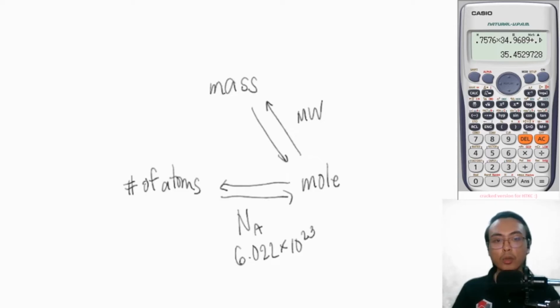Now, there is no direct conversion from mass to number of atoms. If you want to convert from mass to number of atoms, what we need to do is to first convert mass to mole and then convert mole to number of atoms. So it's a 2-step process. Okay? So do not forget this chart. Let's try some examples.